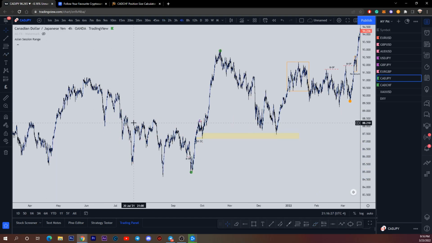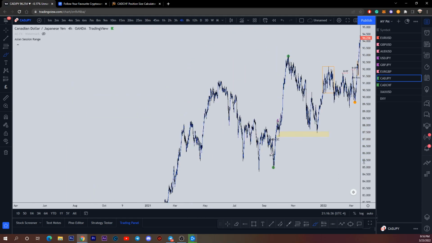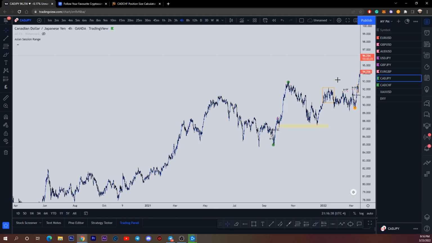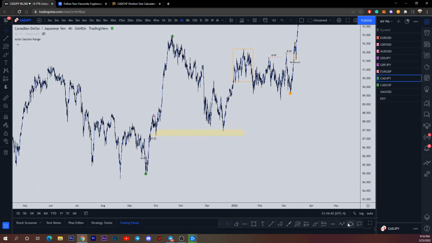So we have CAD-JPY right here. The CAD-JPY is just overly bullish. We can see this huge move towards the upside, right? And even if I scale out, you can see the market has just been bullish towards the upside. So we're just going to focus on this move right here. Another thing that we can include in this is momentum. That's another way to identify who's in control of the market.